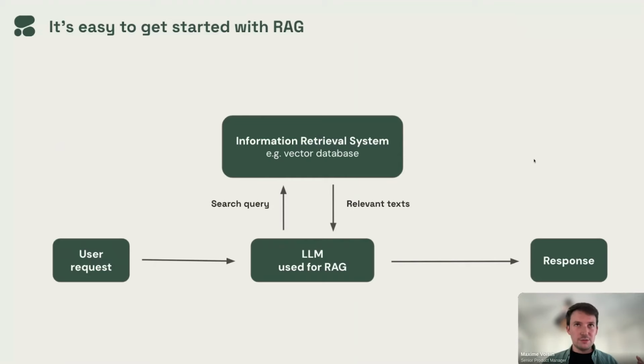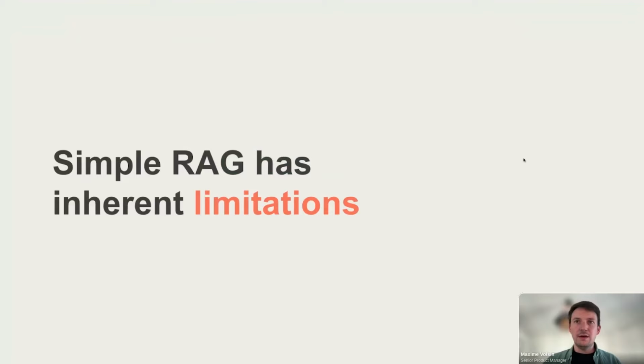So it's relatively simple to get started with RAG. And one of the first things we learn when we get into production is that simple RAG has a lot of limitations. My goal here is to describe a few of those limitations, the kind of questions that RAG systems tend to struggle with, and then how we see some customers go beyond that. How do they overcome those limitations?